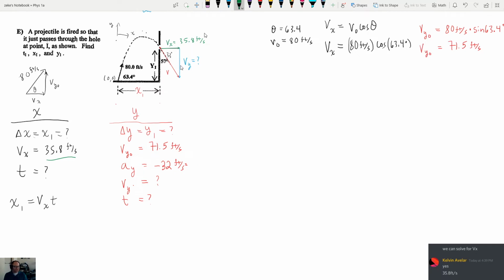So what do we do? We could write a tangent, right? We could say tangent of 33 should be equal to Vy over Vx, or just Vy divided by 35.8. So now we can solve for Vy by moving the 35.8 over here. So we'll get 35.8 times tangent of 33, which gives 23.2.